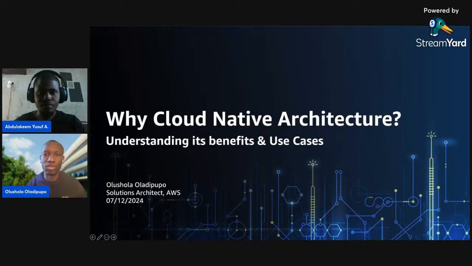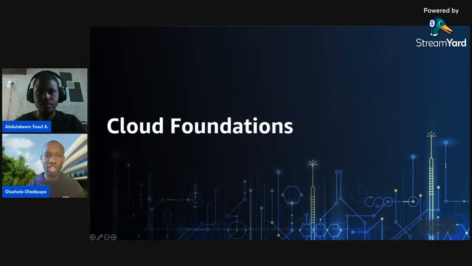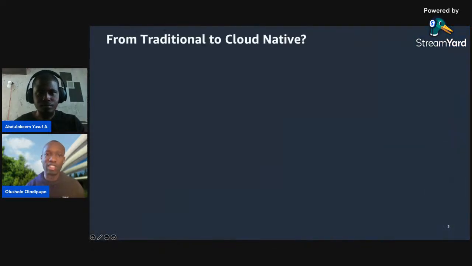Like I mentioned, we're going to be looking at why cloud native architecture, to understand some of the benefits and use cases of this type of architecture. I want us to start from cloud foundations, so let's start by understanding some of the main concepts of cloud computing. Before we go into that, I wanted us to discuss the move from traditional architecture to a cloud native architecture. What did that look like?